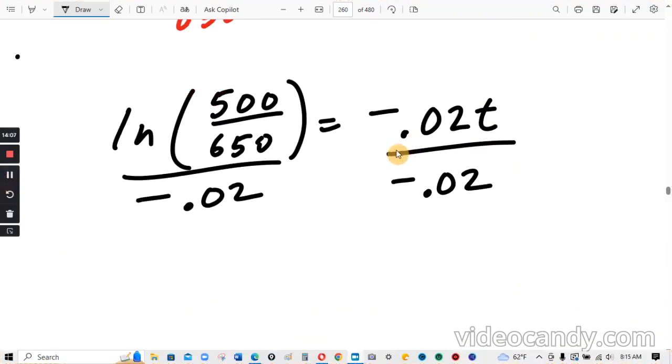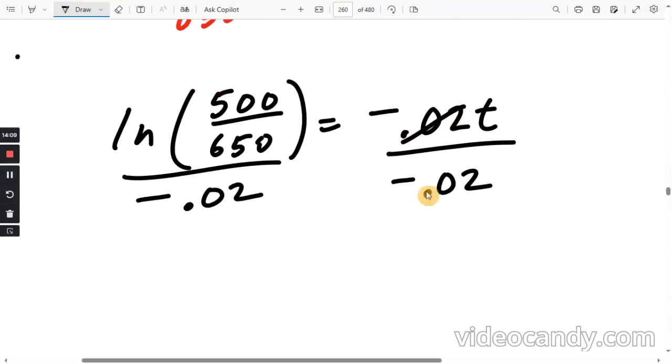Okay, on the right-hand side, it cancels, and you're left with a t. And the equal sign, well, it's going to be squiggly lines because we're going to end up rounding off. I am going to do this on the calculator. ln of 500 over 650 divided by negative 0.02.